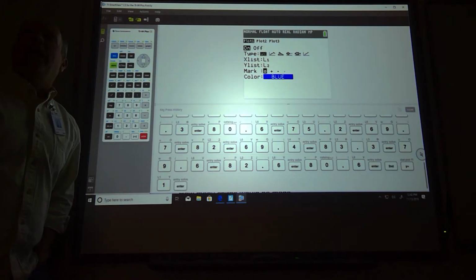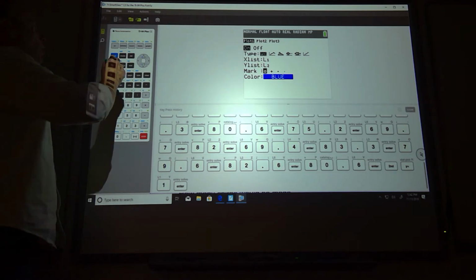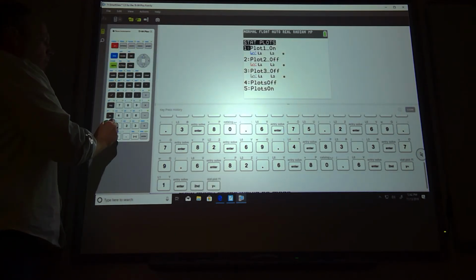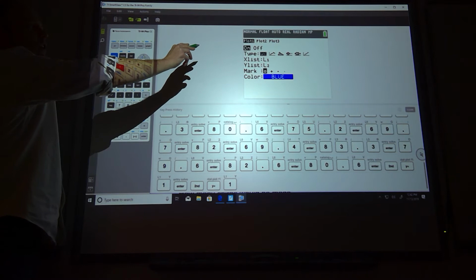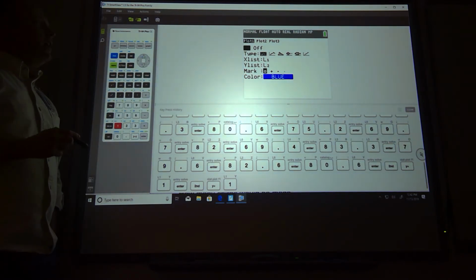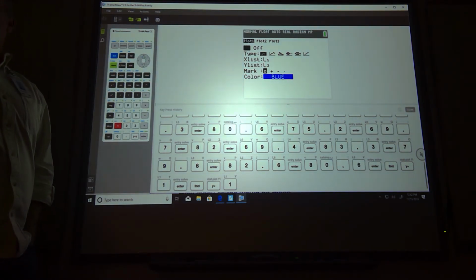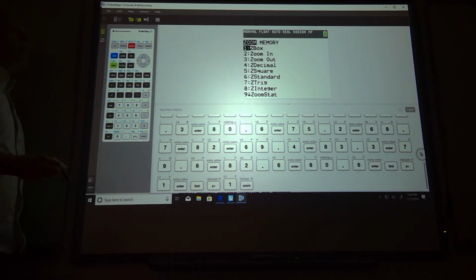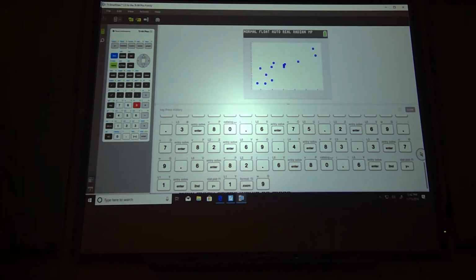Now that my data is in, go second Y equals, number 1, Enter, so that now it's blinking on like that. And then in order to see my data, I'm going to hit zoom. And we just put stats in, so I'm going to hit zoom number 9. And that's my data. That was a lot, really quick.